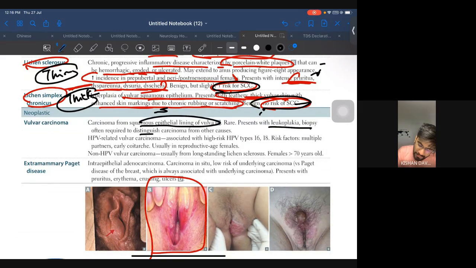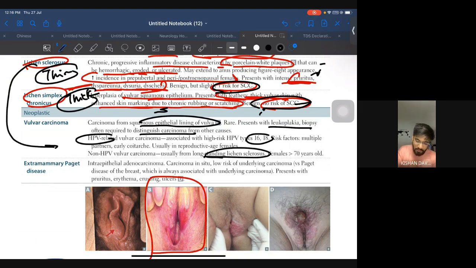Okay, coming to neoplastic vulvar carcinoma, most common is squamous epithelial lining of vulva, presents with leukoplakia. Biopsy often required to distinguish carcinoma from other causes. HPV is the most common cause, 16 and 18 you have to remember, and in non-HPV, long standing lichen sclerosis. Okay, done.